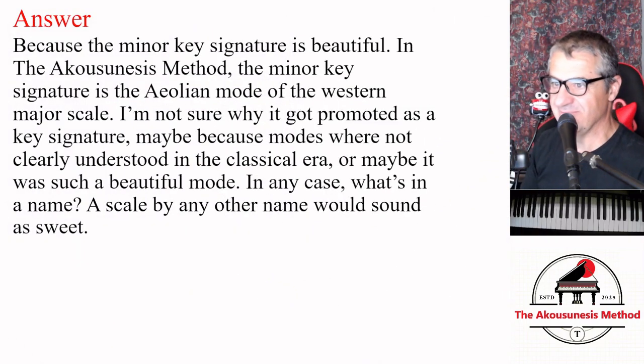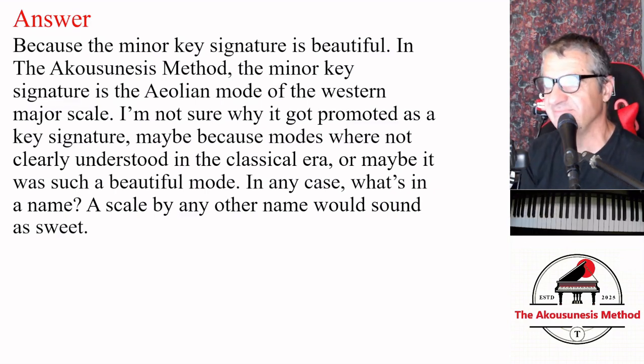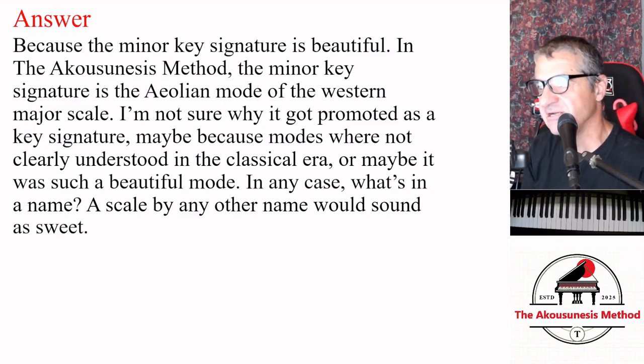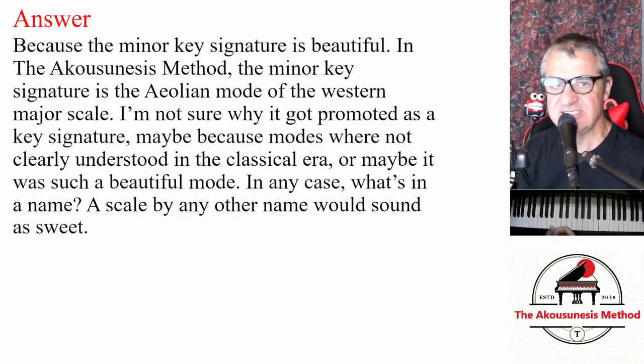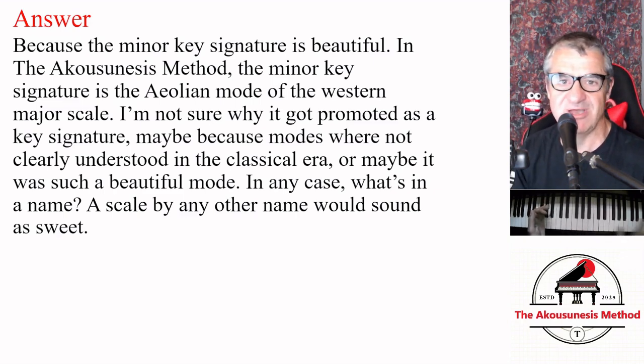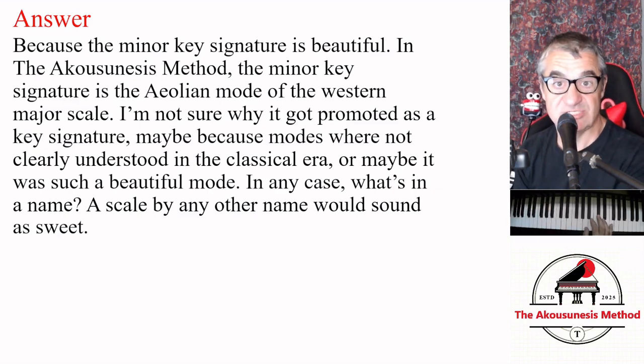In the Akousunesis Method, the minor key signature is the alien mode, as I've mentioned, in the Western major scale. Now, I'm not sure why it got promoted as a key. It's been considered as another key signature, but I've never heard any good explanation of why we have another key. There's 12 notes in music, so there's 12 major key signatures. Now, you can say, well, we're just going to call this mode another 12 keys. So it got promoted. But what are we talking about?